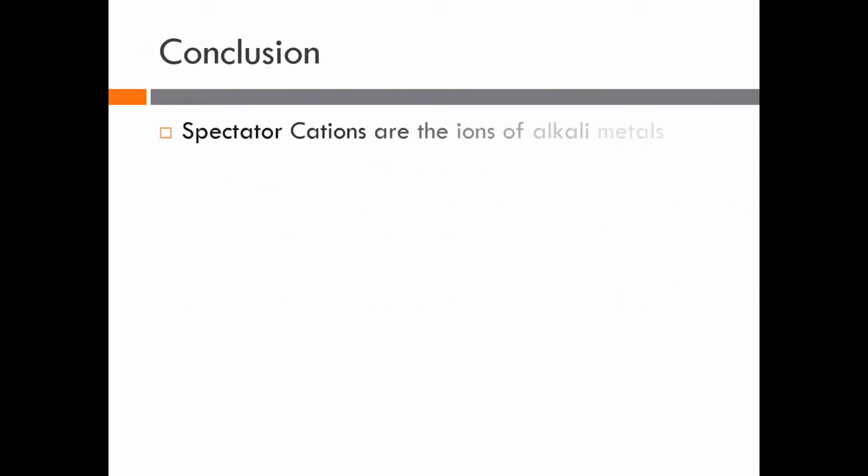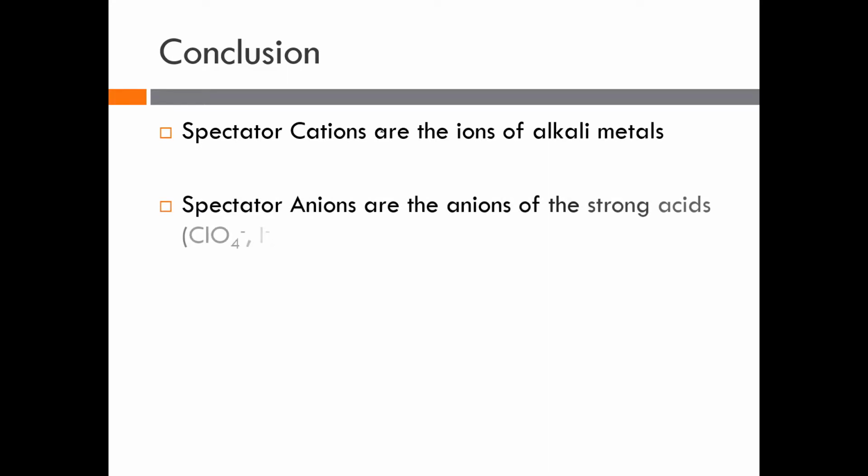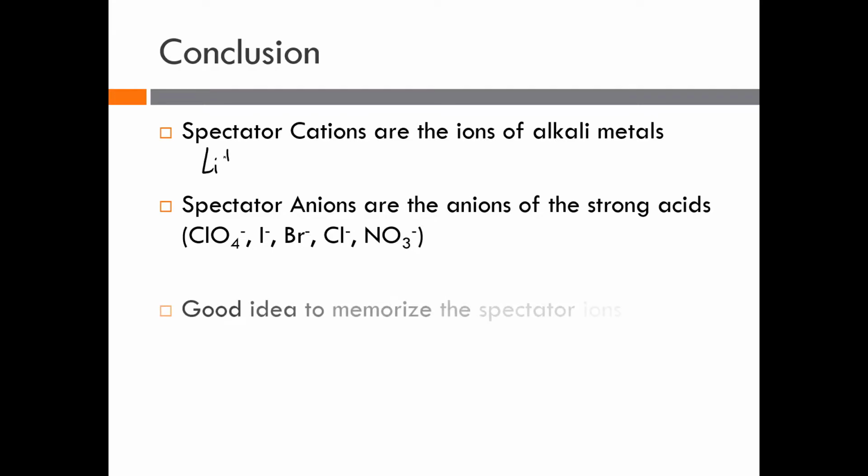So in conclusion then, spectator ions fall into one of two categories. They are either ions of alkali metals. Alkali metals would be lithium, sodium, potassium, remember the order, rubidium, cesium, and francium. We generally don't deal with these last three though, because they're rare and hard to find. So anyway, these are spectator ions in terms of acid-base chemistry.